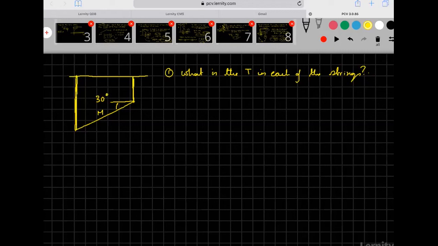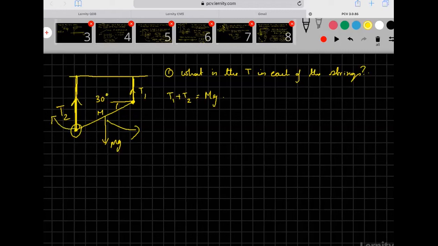So here there is mg, here there is T1, here there is T2. Then T1 plus T2 is equal to mg. Now this is in equilibrium. So about this point you try to work out the torque. mg will rotate it this way. Then this tension is going to rotate it this way.